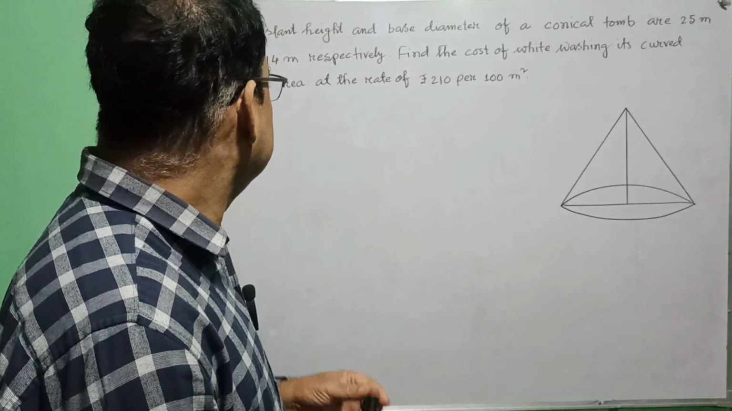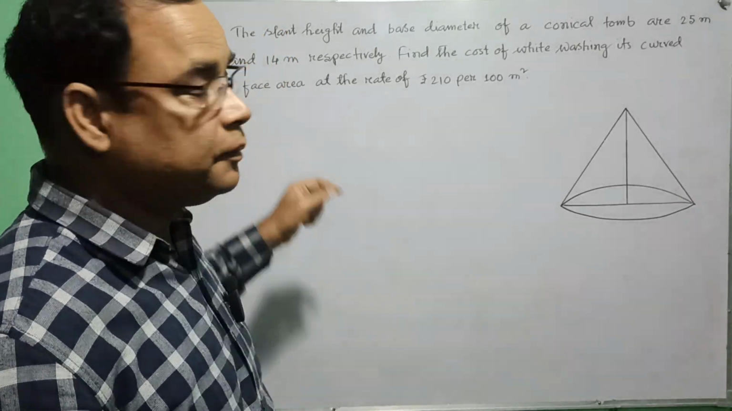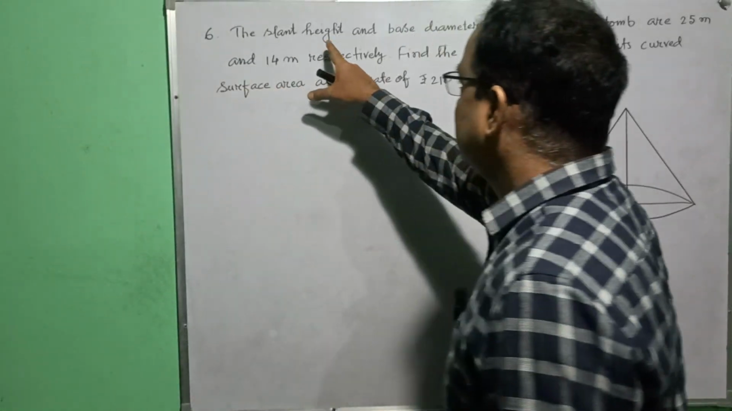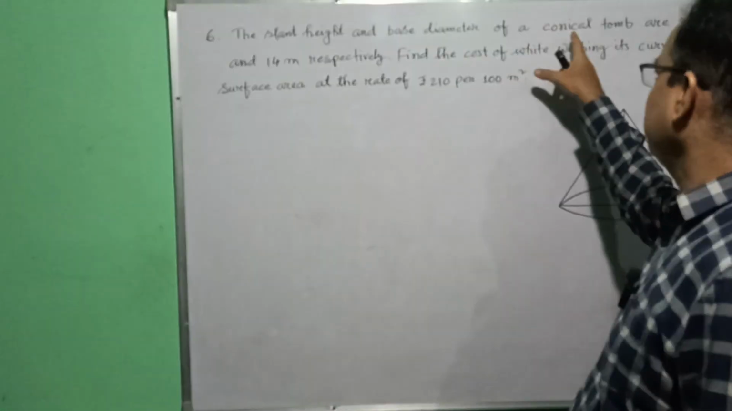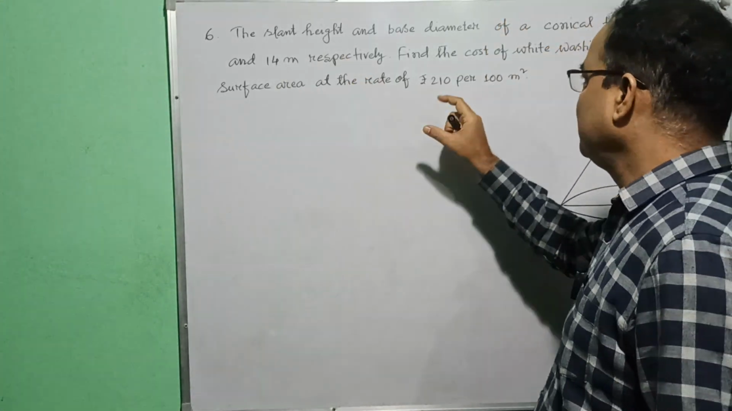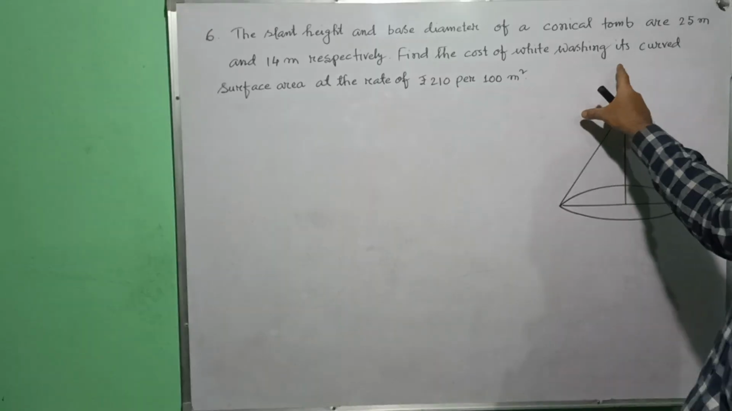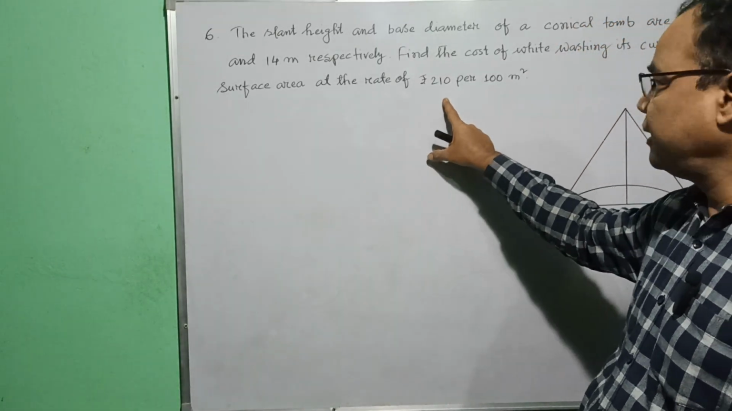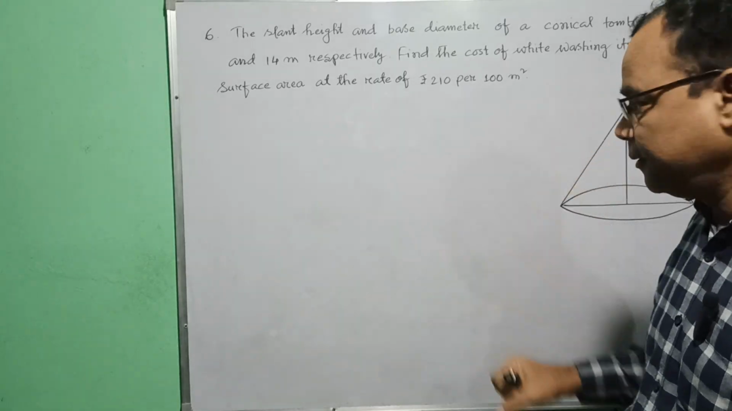Dear student, we will start from question number 6 now. In question number 6, it is given that the slant height and base diameter of a conical tomb are 25 meter and 14 meter respectively. Find the cost of whitewashing its curved surface area at the rate of rupees 210 per 100 meter square.